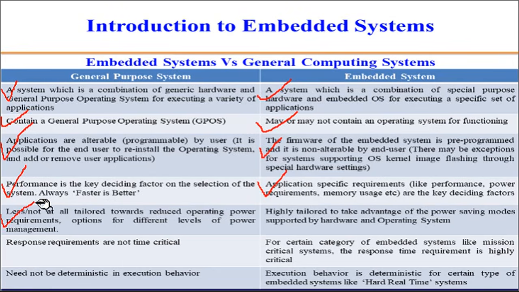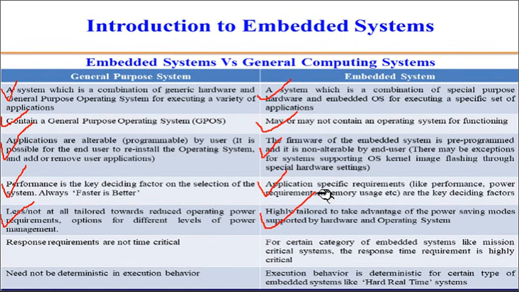And next, coming to the fifth difference. In a general purpose system, it is less or not at all tailored towards reducing operating power requirements, with options for different levels of power management. So that means we don't have much power management. You may have it to some extent in a laptop, but in desktops we don't have any power management levels. That means whatever operating system we are using is not specific to power requirements, or that means it cannot have different levels to manage the power. So that is in the general purpose system.